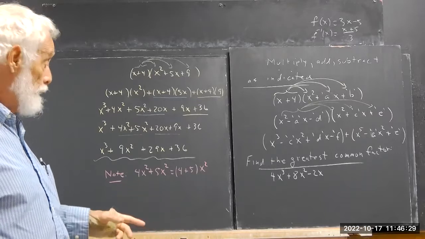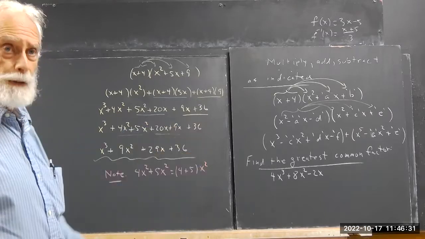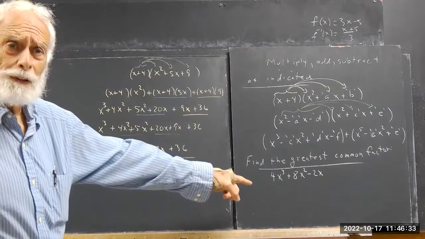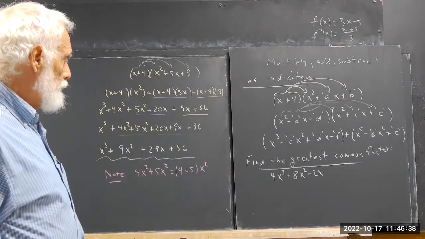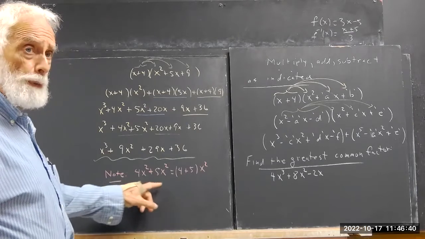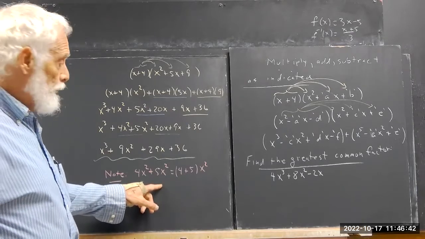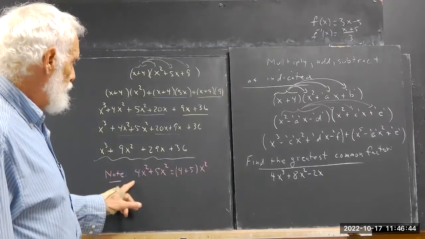Okay, very important to see this, because we're going to get into factoring. That's what we need in order to do this. So if we've got 4x² plus 5x², we notice we've got x² in both of these. We could write the x² out here and then just a 4 plus 5.